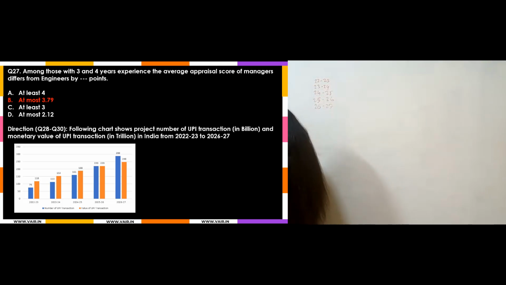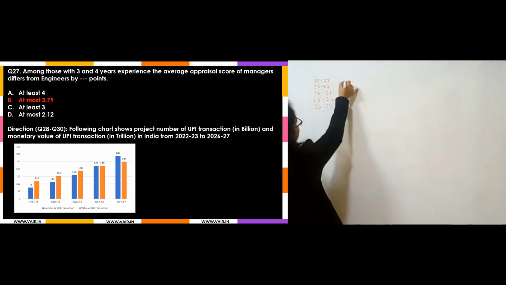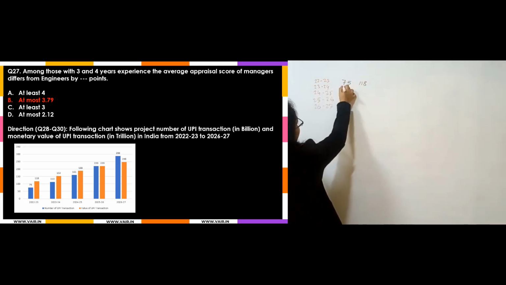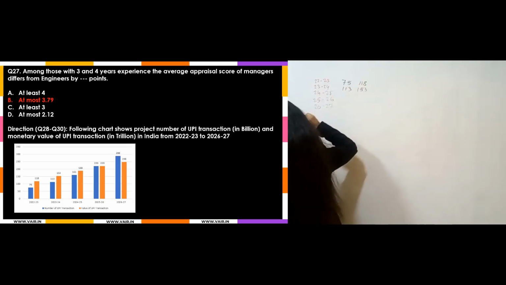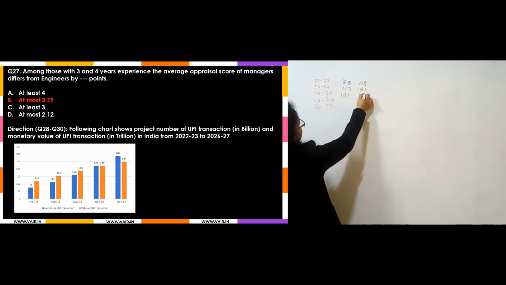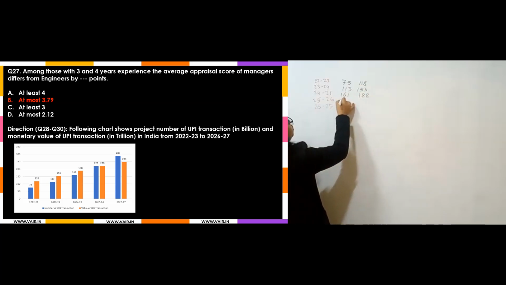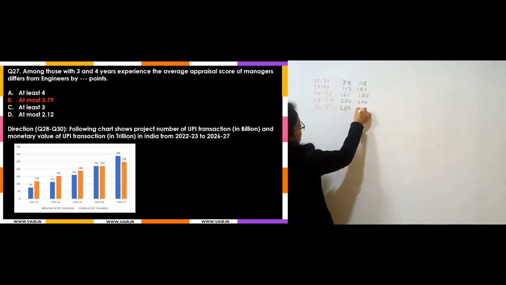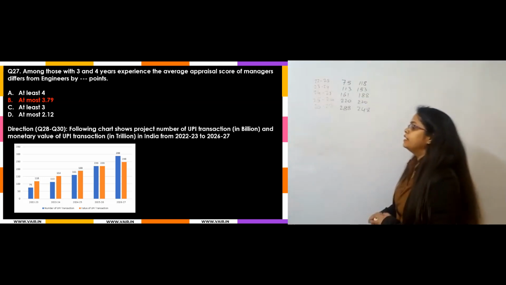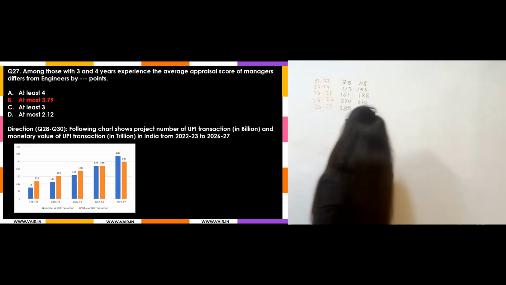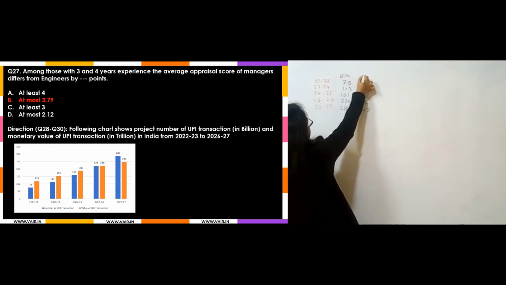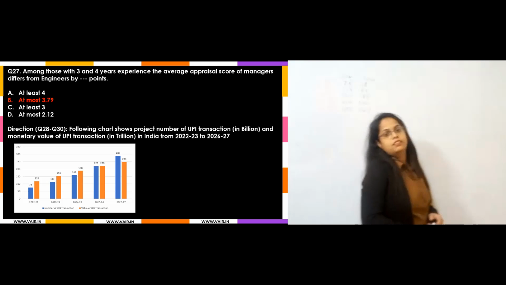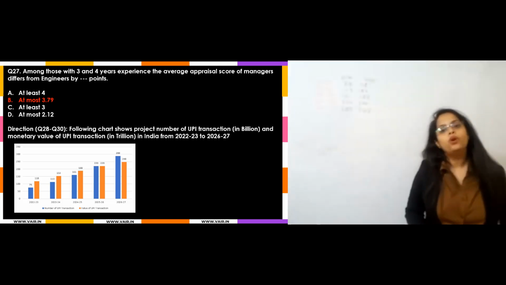Which are those values? For number of UPI transactions they are 75 and 118, 113 and 153, 161 and 188, 220 and 220, and they are saying 288 and 248. But you can say they are saying that this UPI transaction is in billion and this is in trillion. So whenever I compare, 118 trillion is equal to 118,000 billion.